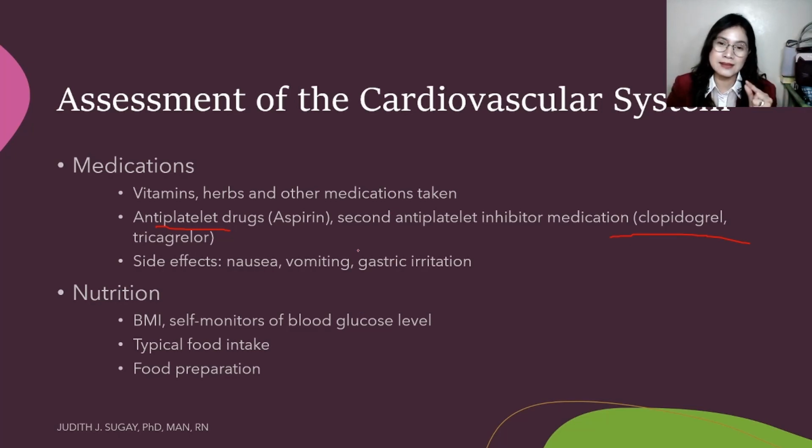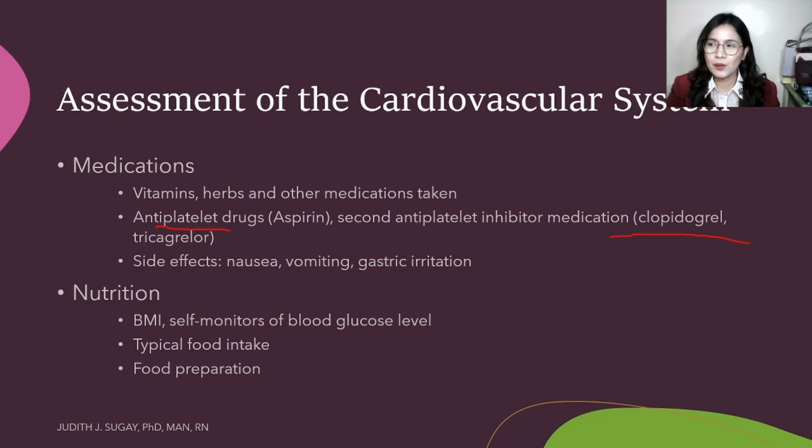Okay, and primarily, again, these are anticoagulants. Okay, so it's being taken because they are blood thinners. Okay, in simple terms, they are blood thinners. So it prevents coagulation of the blood. Okay, however, there are side effects: nausea, vomiting, gastric irritation. They're also prone to bleeding.